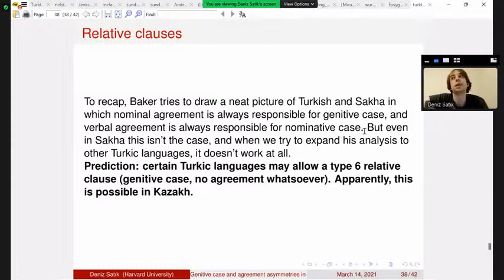I also want to say that I have shown that you can get nominative case with either the lack of agreement or full agreement. Baker's neat picture is false; there is no correlation to be drawn here. So the prediction based on this is that certain Turkic languages may allow a sixth type of relative clause, genitive case with no agreement whatsoever. And what's cool is that my prediction seems to be borne out in Kazakh.